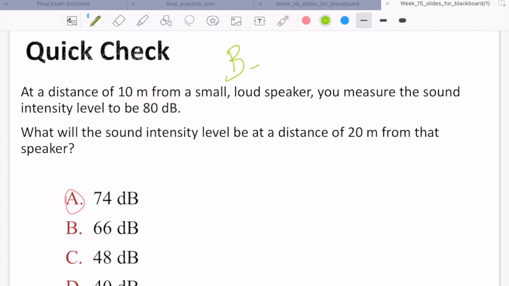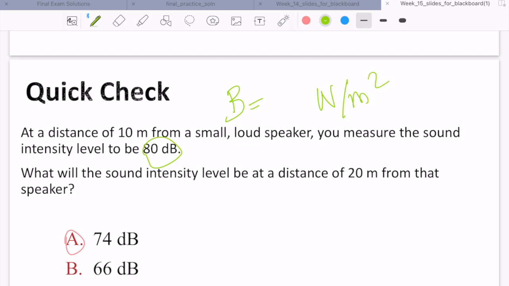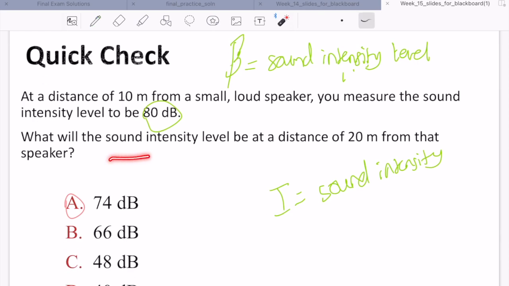Sound intensity level is measured in decibels. Sound intensity is watts per meter squared. That's different. That's I. That's sound intensity. So sound intensity level is your beta, and then sound intensity is your I. Right? Now they're asking what will the sound intensity level be at a distance of 20 meters from that speaker.